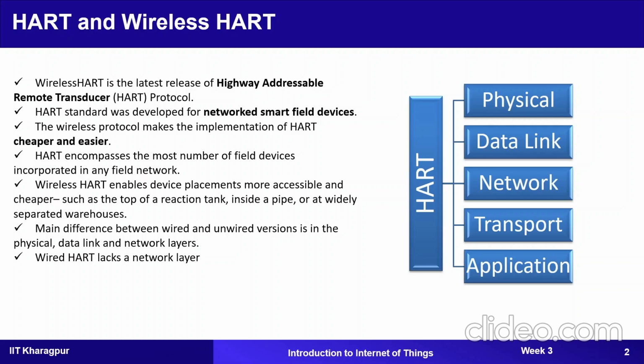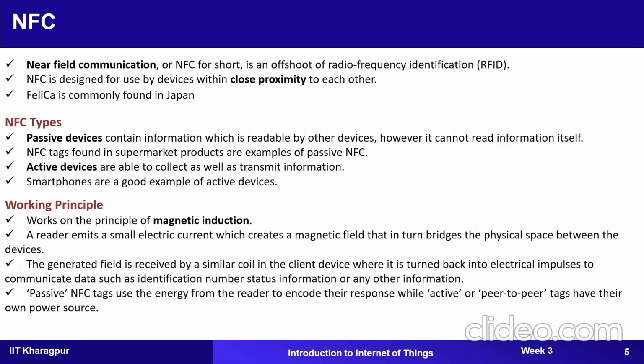So it basically works on the magnetic induction principle. What happens is the reader emits a small amount of current, due to which a magnetic field is generated, and that magnetic field bridges the gap between the reader and the tag, that is the other device over which the tag is present. Now similarly, over that tag some magnetic field is also there. So there is some interaction between the two magnetic fields, and the information gets exchanged from one device to the other device, that is from the tag to the reader.